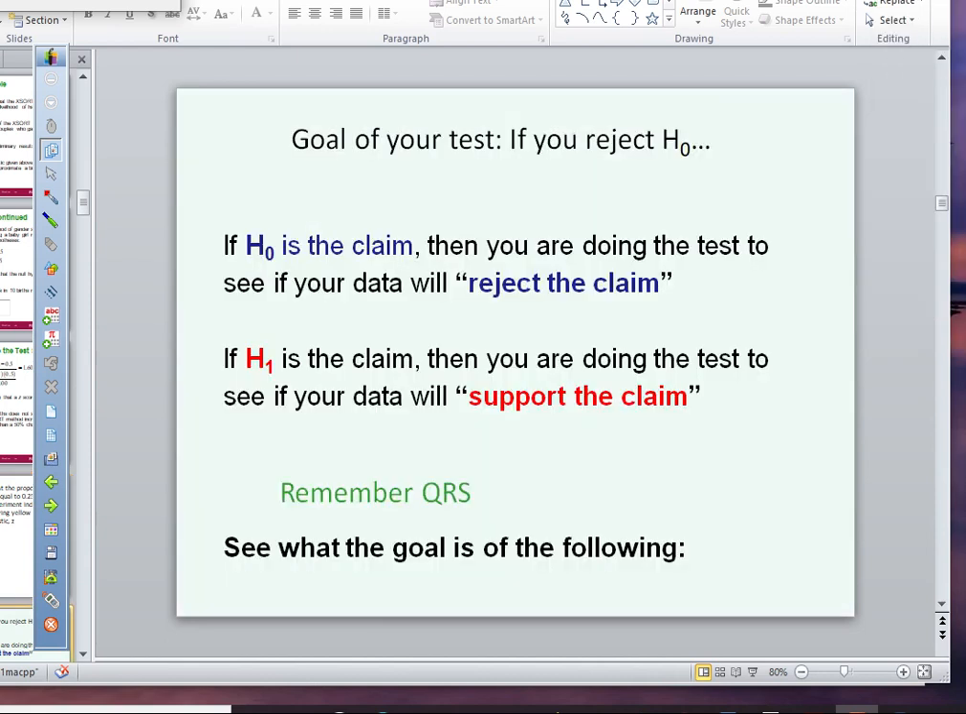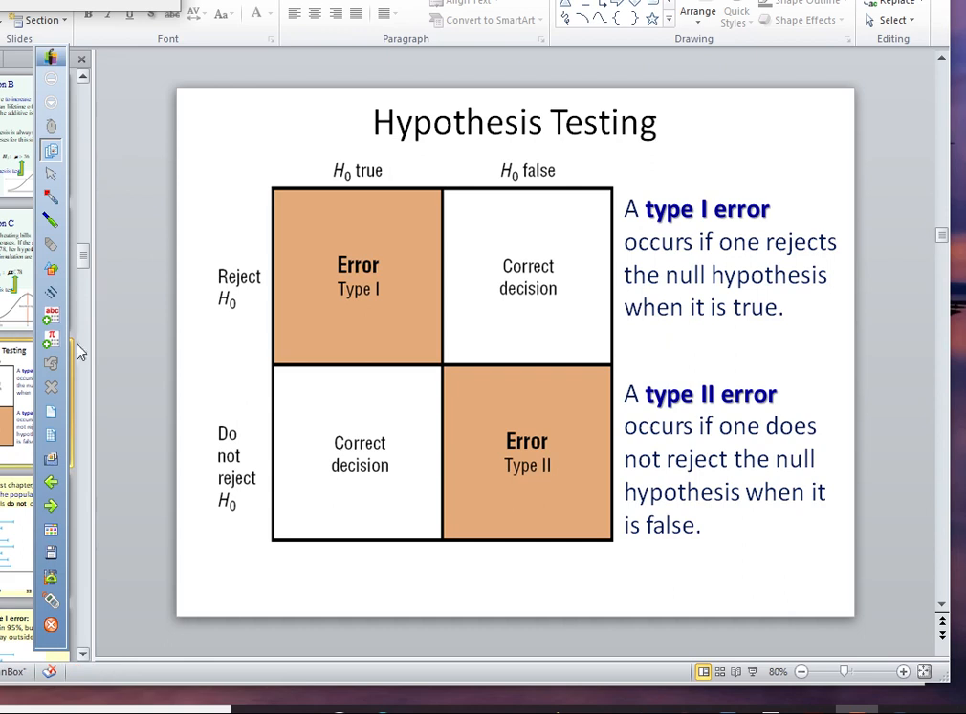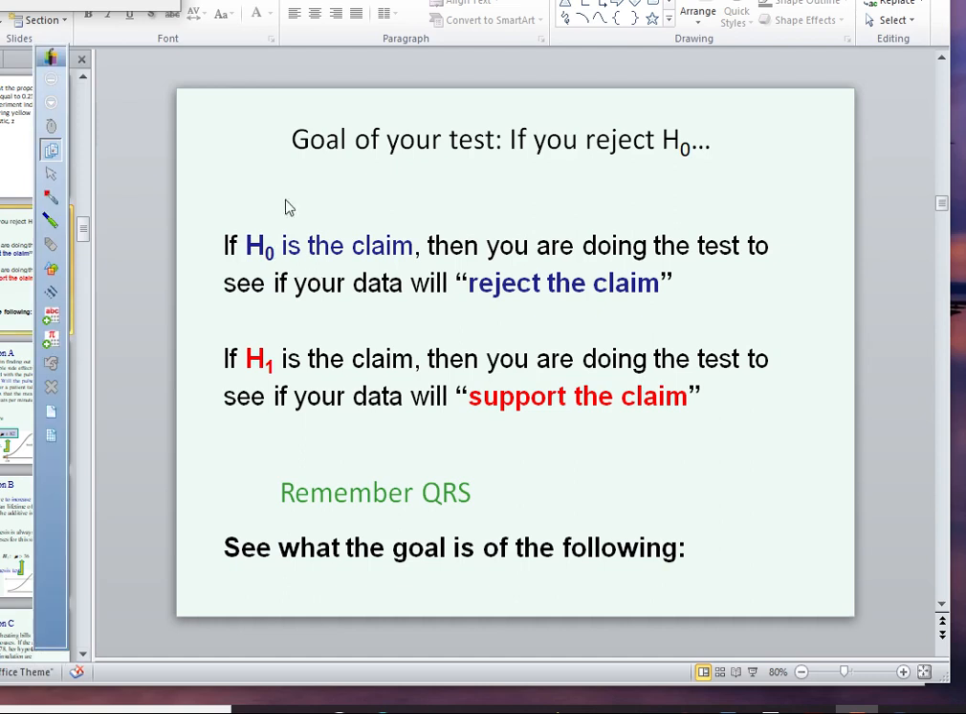Okay, so sorry. All right. We did this. We did not do this part here. Maybe I should do it better. Remember we talked about this one. If H naught is your claim, then rejecting H naught rejects your claim. Whereas if H1 is your claim, then rejecting H naught supports your claim. That's where this whole QRS helps you remember these two. H naught goes with reject, and H1 goes with S because R comes before S.